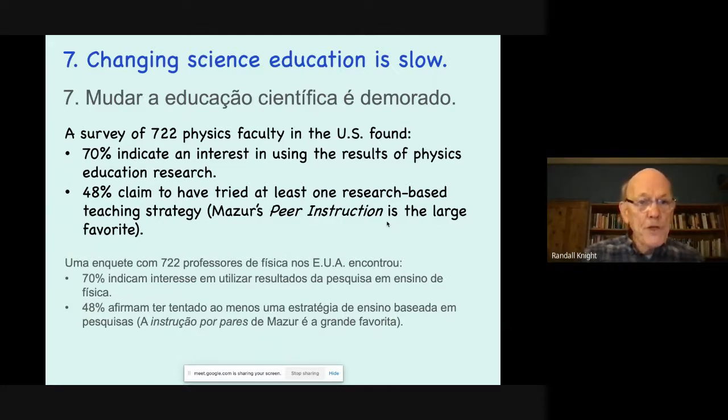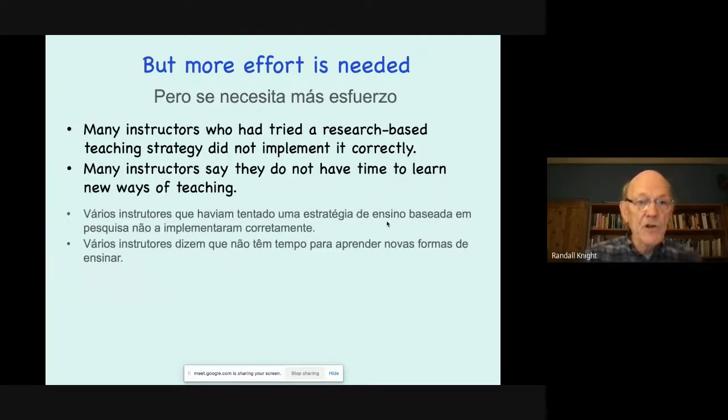But if you probe these professors a little bit deeper on the survey, you discover that many of them that had tried to use a research-based teaching strategy did not do it correctly. They really didn't understand how it should be done. And so therefore they didn't get very good results, and they probably didn't continue it because it didn't work out for them. But it didn't work out not so much because the students didn't like it, but because they didn't understand it themselves and didn't implement it correctly.